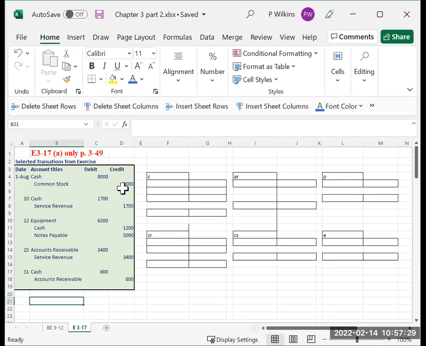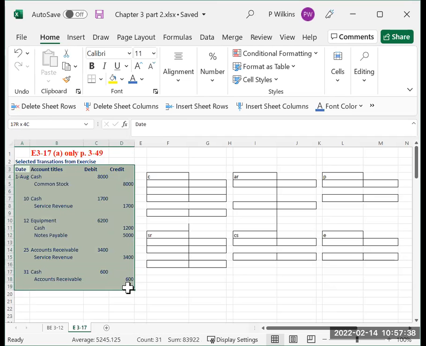Selected transactions from the journal of Bailey Incorporated during its first month of operations are presented here, and it's on the screen. If you can see this on the left-hand side, or you can see it in the book on the page. It shows the journal entries, and then it says instructions. A, post the transactions to T accounts. So that's what we're going to do first.